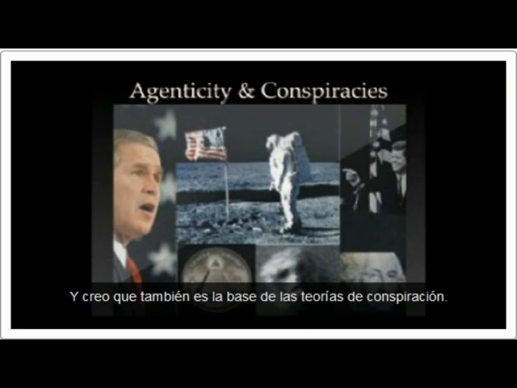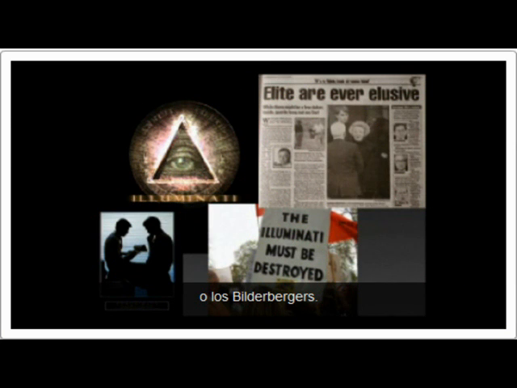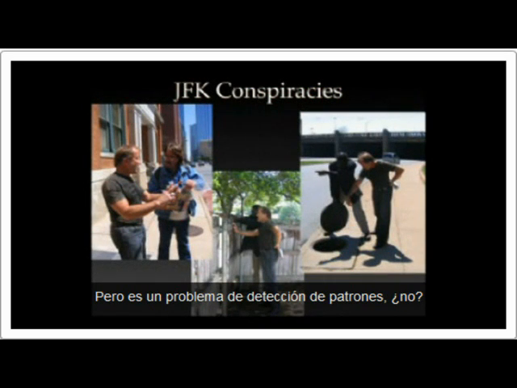And this is also, I think, the basis of conspiracy theories. There's somebody hiding behind there, pulling the strings, whether it's the Illuminati or the Bilderbergers. But this is a pattern detection problem, isn't it? Some patterns are real and some are not.